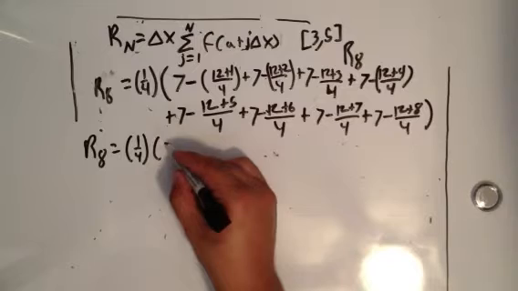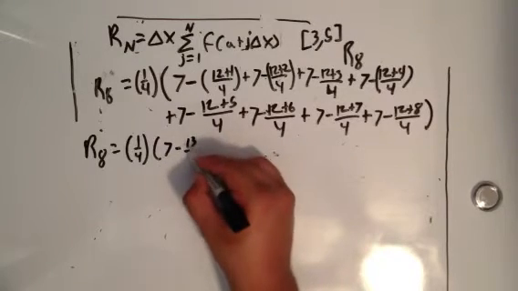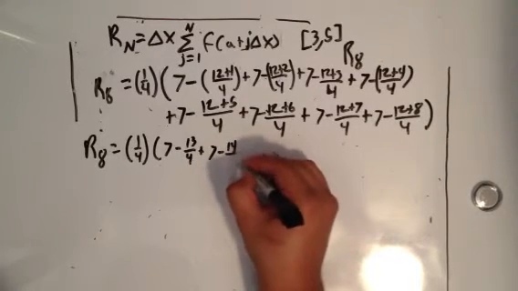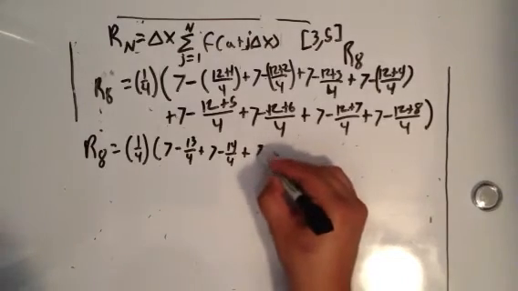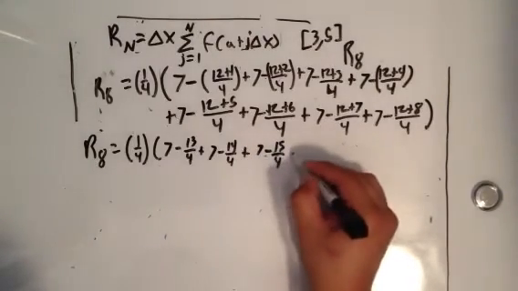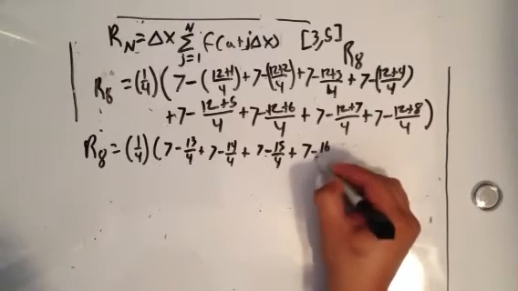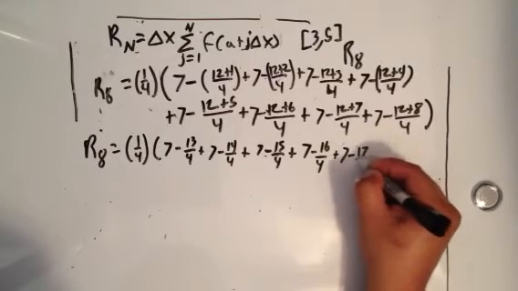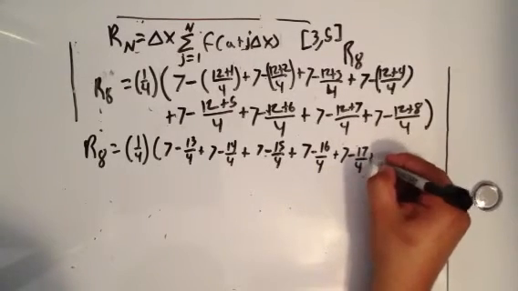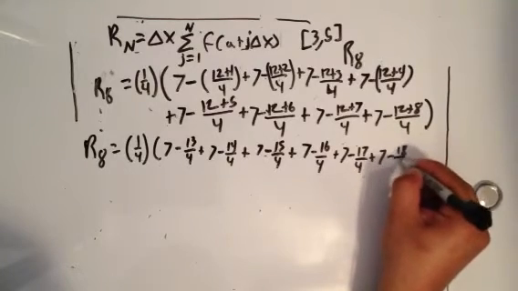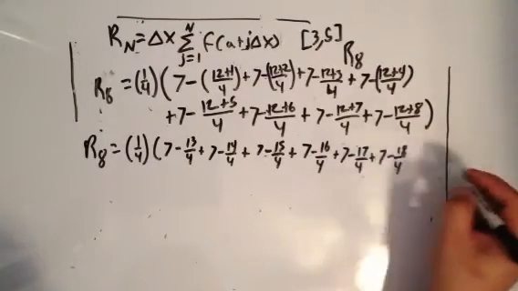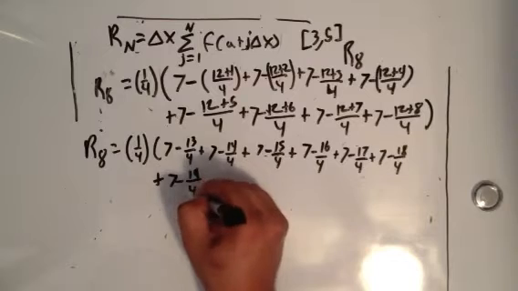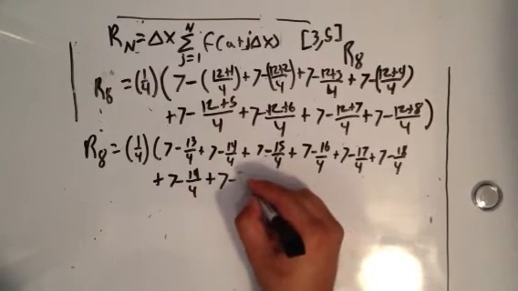times 7 minus 13 over 4 plus 7 minus 14 over 4 plus 7 minus 15 over 4 plus 7 minus 16 over 4 plus 7 minus 17 over 4 plus 7 minus 18 over 4. Plus 7 minus 19 over 4 plus 7 minus 20 over 4.